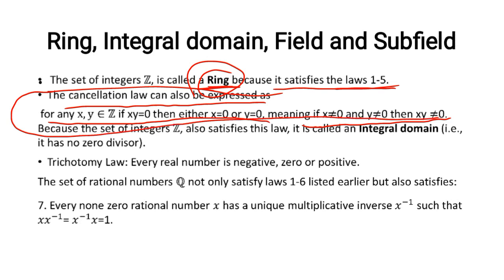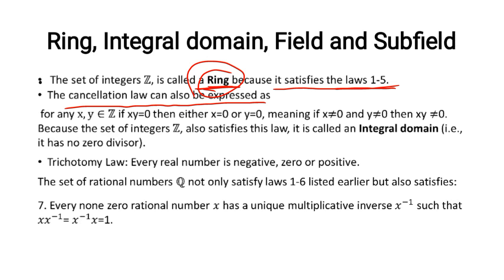This is so because the set of integers also satisfies this law, and if it satisfies this law, it is called an integral domain. So when is the set of integers called a ring? When it satisfies the first 5 identities. It is also called an integral domain because it satisfies all 6 identities. That is, it has no zero divisor.